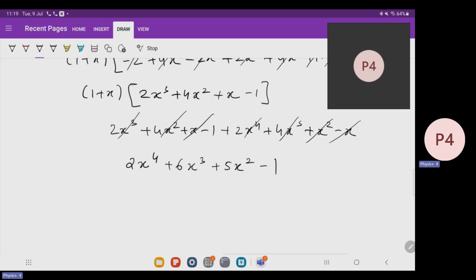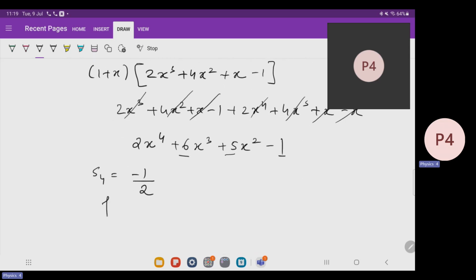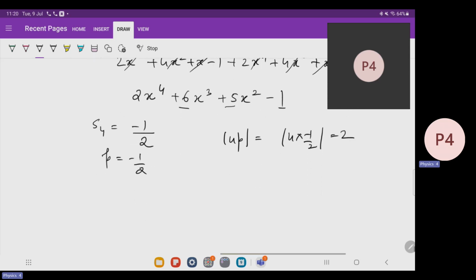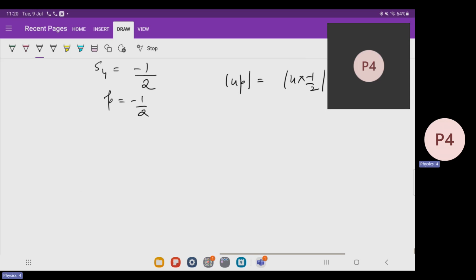So this is a biquadratic equation, so product of the roots, we'll use the constant, right? Minus 1 upon 2. So this is P. P is equal to minus 1 upon 2. So what is mod of 4P? That is 4 into minus 1 upon 2. This will be 2. So this was question number 47.